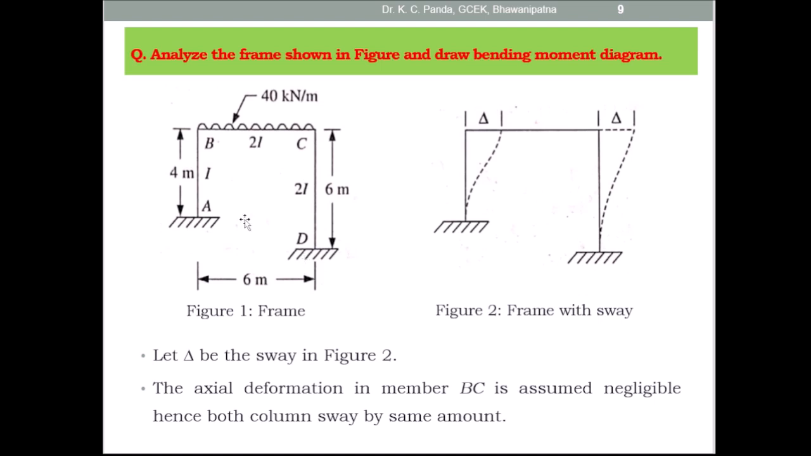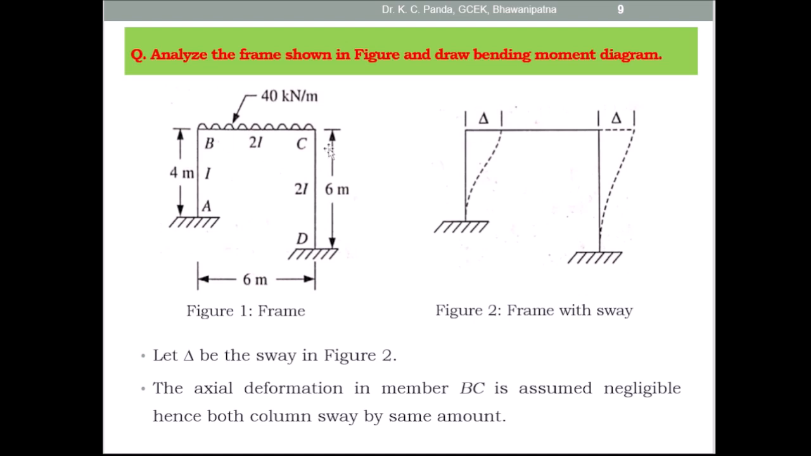So here the sway of the frame takes place. The sway amount here is delta, and here also delta. Let delta be the sway in the figure. The axial deformation in member BC is assumed negligible, hence both columns sway by the same amount. Neglecting the axial deformation in member BC, whatever translation displacement takes place at B, the same translation displacement takes place at C. So both translation displacements are equal to delta.